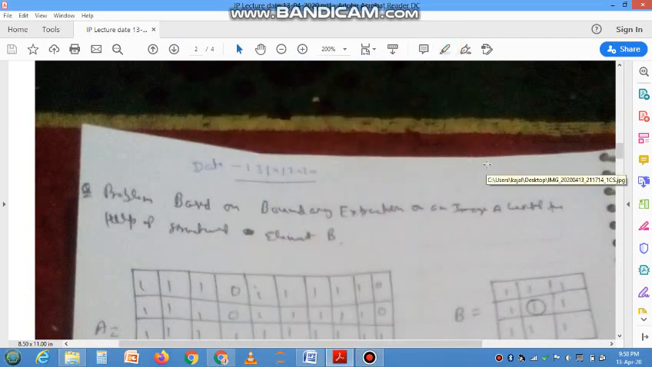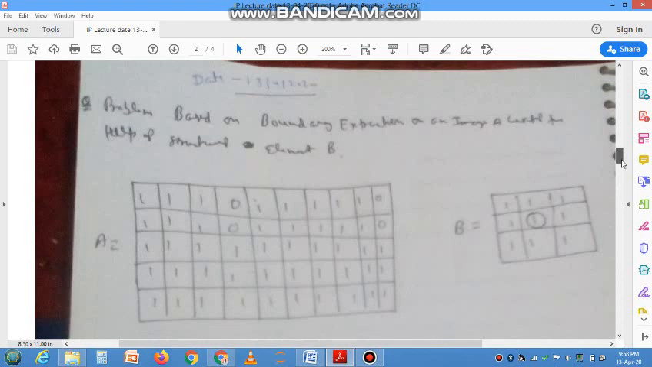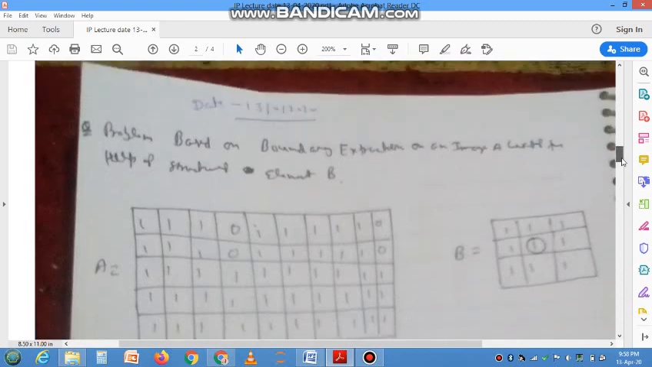Good morning students. Today in this video we will discuss some problems based on boundary extraction, and such types of problems are sometimes asked in the AKTU examination. So let us start. The problem is based on boundary extraction on an image A with the help of a structure element B.